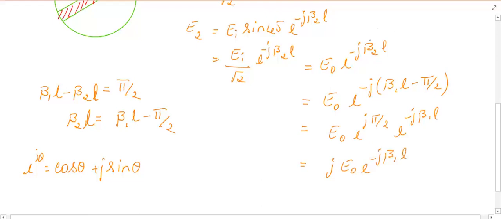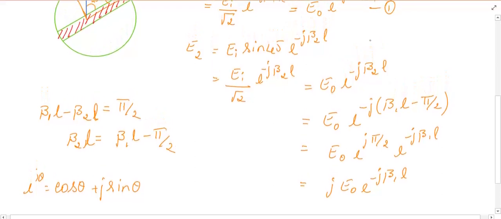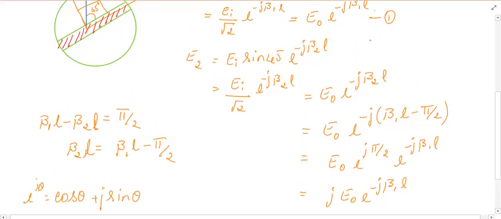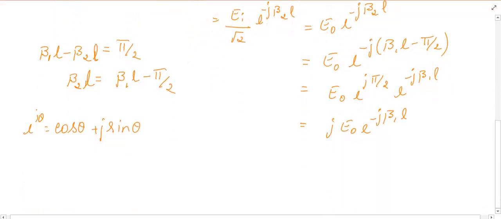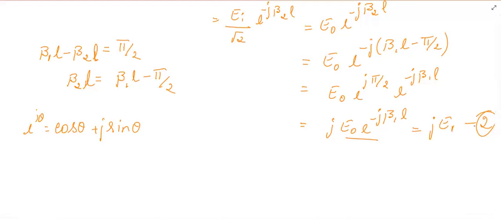Now what is our equation number 1? Our equation number 1 is E naught e to the power minus j beta 1 L. So can I replace this with E1? So this equation is equal to j into E1. This I can name as equation number 2. Guys, understand the derivation carefully, because only the first and some second equation I will derive. The rest of the derivations you have to complete. So our first part is done.